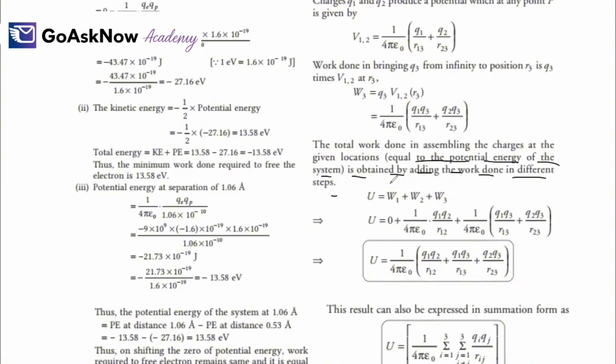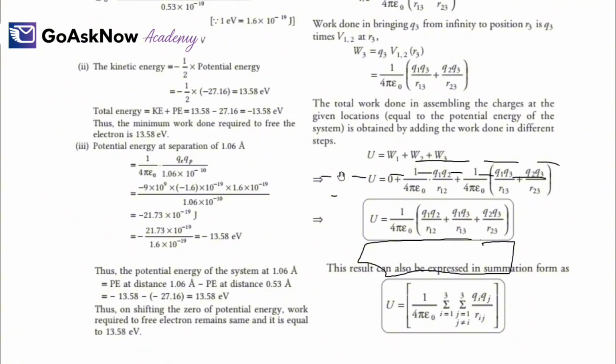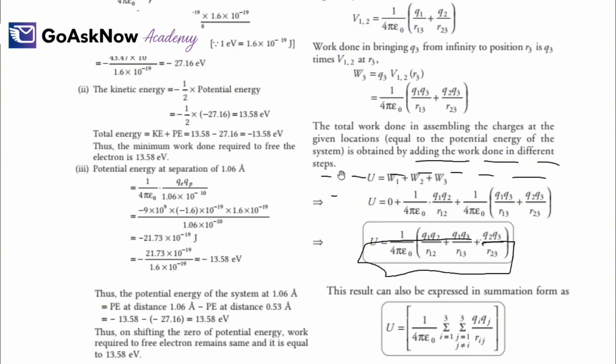You will get the expression as 1 by 4 pi epsilon naught, Q1 Q2 by R12 plus Q1 Q3 by R13 plus Q2 Q3 by R23. Just see here, it is also written here, so you can observe it. This result can also be expressed in summation form, using the summation formula. So just see here.